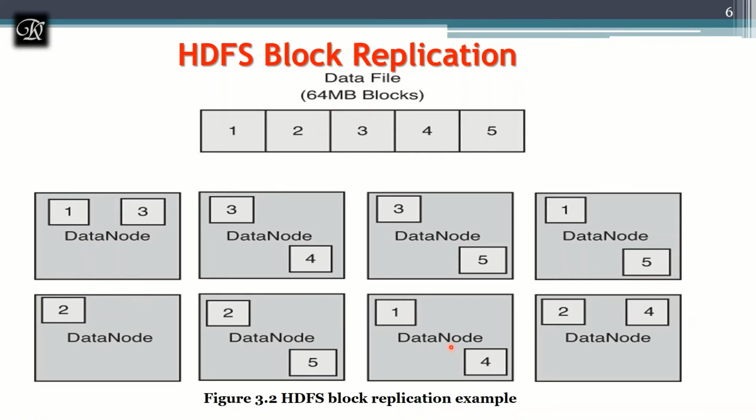These are all the data nodes. Now we can notice I am going to store blocks 1 and 3 on data node 1. Consider this is data node 1. This is 2, 3, 4, 5, 6, 7, 8. And blocks 3 and 4 on data node 2, 3 and 5 on data node 3, and 1 and 5 on data node 4. I need not read out all of it for you, but you can notice that at least a minimum of 2 data nodes have the same block.